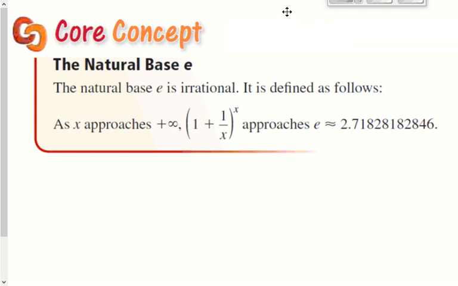7.2 is covering the natural base e. So e is approximately 2.71828 and so forth, as x approaches positive infinity. You won't really need this number. You can always use your calculator for that.